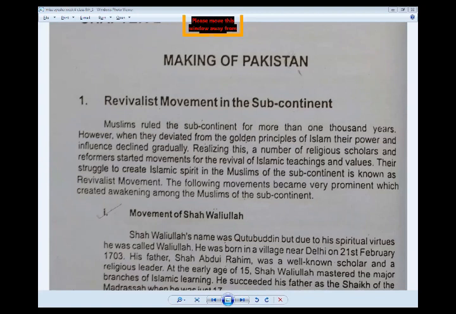On the other hand, Jats and Marathas broke into open rebellions. Sikhs also rose in revolt against the Mughals. The rise of the Marathas created problems for the Mughals. Realizing this, a number of religious scholars and reformers started a movement to revive Islamic teaching and values in the subcontinent. The struggle to create Islamic spirit in the Muslims of the subcontinent is called the revivalist movement.